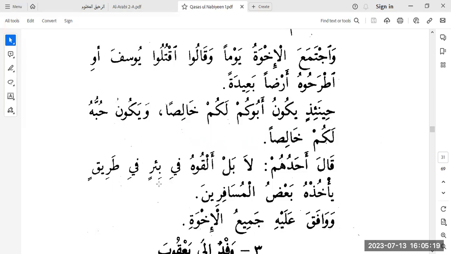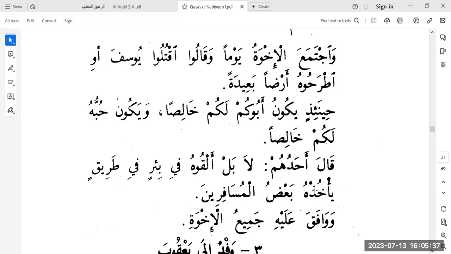fi bi'rin, but throw him in the well, kuwa. Bi'run, it's a noun. Fi is harf jar, bi'rin ism majroor. Fi tariq, so but throw him in a well on a road, right? Indefinite. Ya'khuzhu ba'dul musafirin. So some of the musafirin, travelers, will take him.